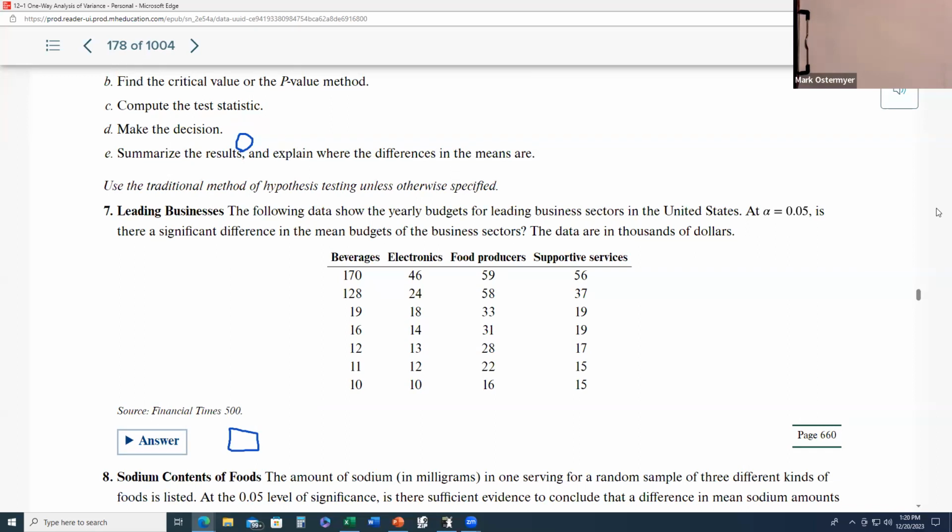And so there you go. Make sure you at least write down or indicate what hypotheses you are testing. We're testing at 5%, and then make a decision and then a conclusion in plain English. We'll call this classwork one, number seven. Go ahead and do that. Do not do it manually or using the critical value method. Just use your ANOVA function on your calculator.